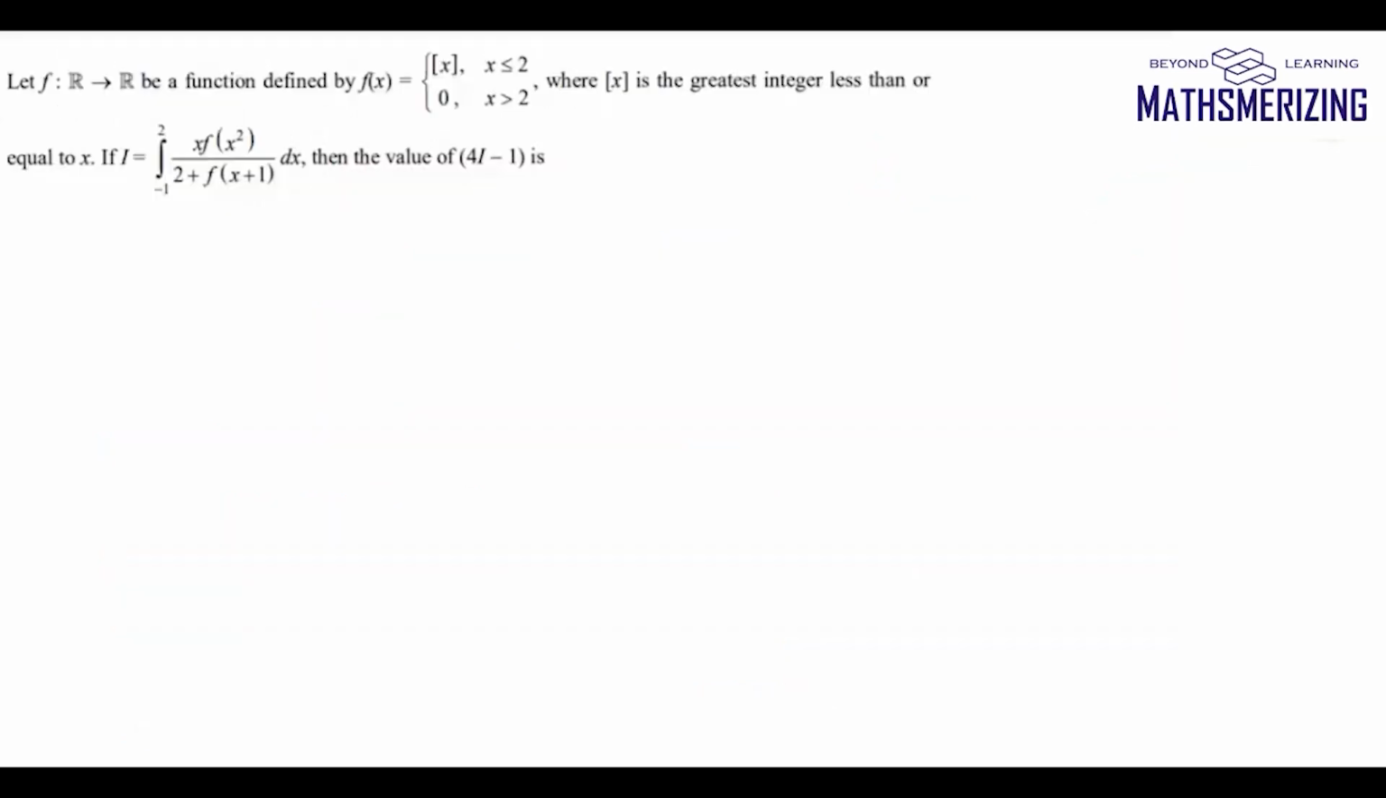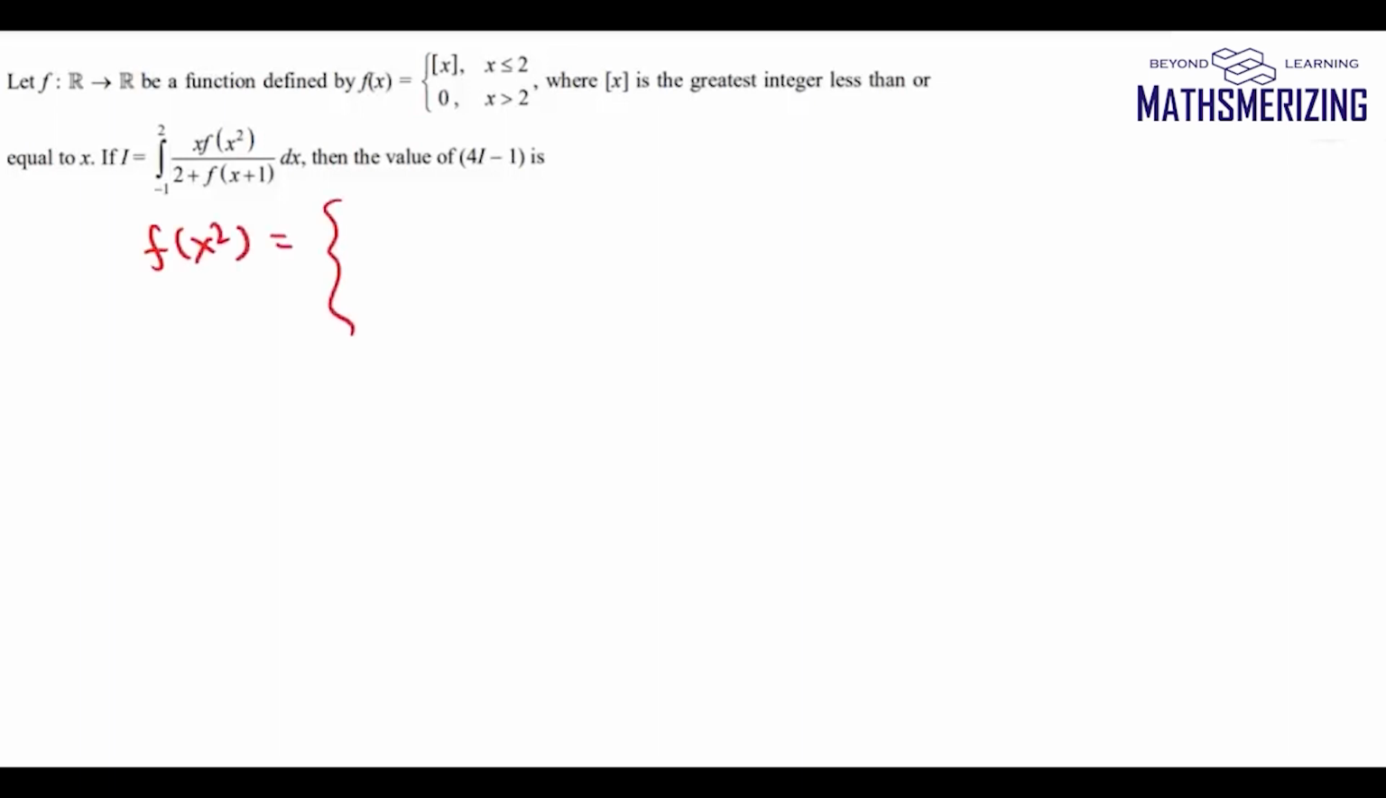The question is: let there be a function defined from R to R, given as the greatest integer function of x when x is less than or equal to 2, and 0 when x is greater than 2, where the box represents the greatest integer function. If I is the integral from minus 1 to 2 of x f(x²) upon 2 plus f(x+1) dx, then find the value of 4I minus 1. So in this case, I'll need to find out what f(x²) is.